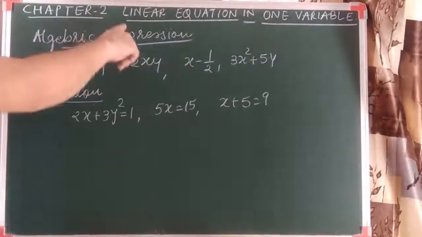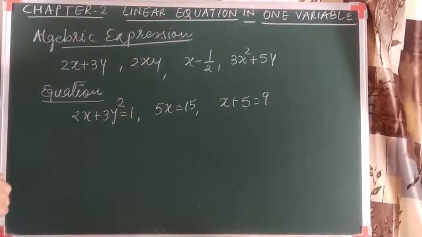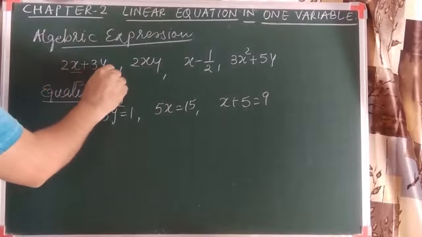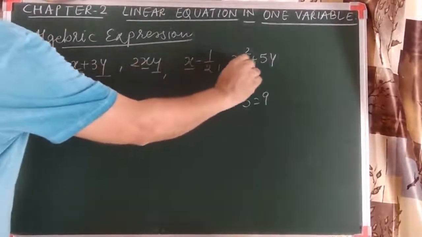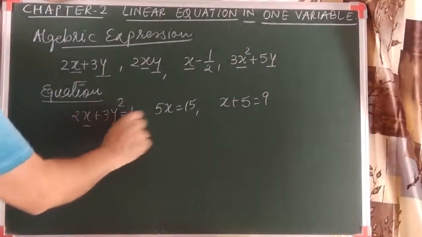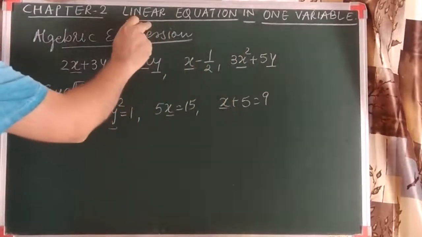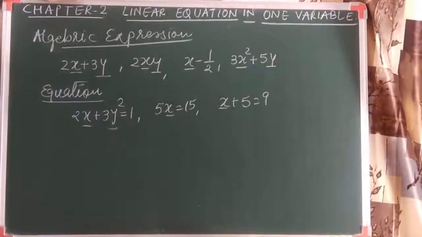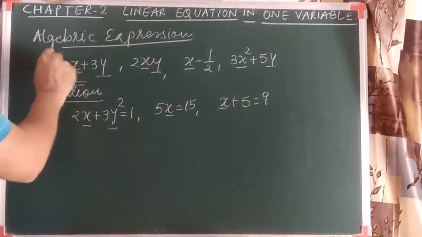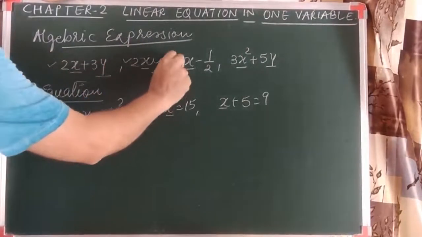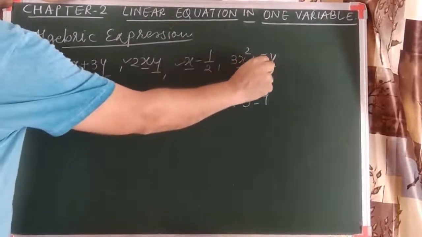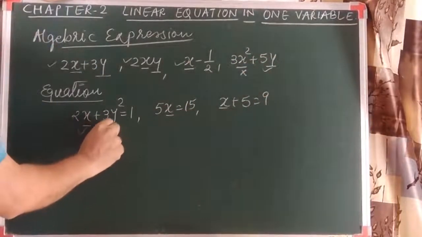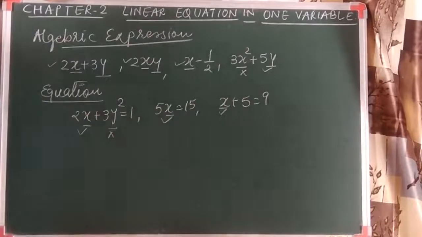Let's get the meaning of linear. Here you can see that these are the variables: x and y, x, y, x, x square, y. These all are the variables. Now the meaning of linear is that the variable has power 1. So you can say that this has power 1, this has power 1, and this has power 1, but this won't have.